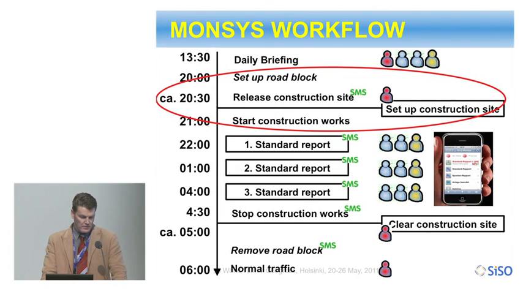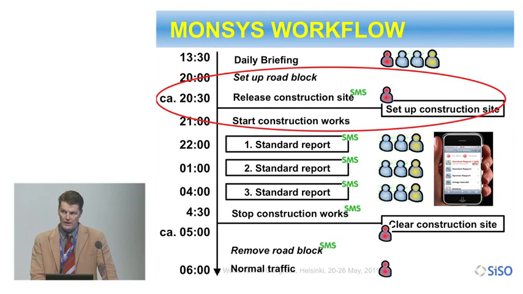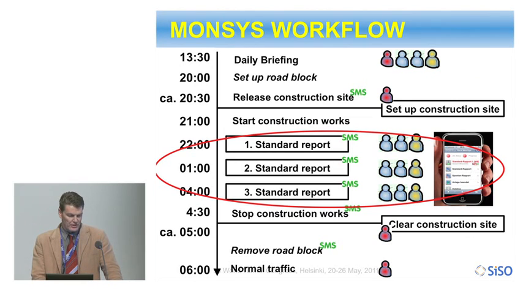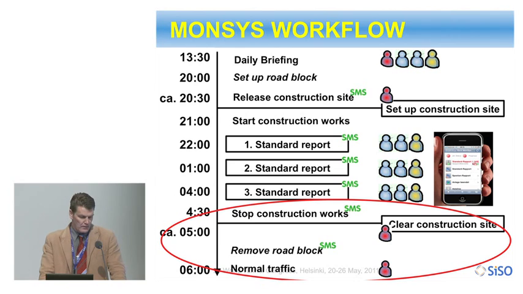in the evening. When the construction is released, Monsus sends SMS messages to the core team for information and also automatically turns the traffic light to green at the entrance of the construction site. Now, during the night, the site supervisors send their reports using iPhone, and delayed reports automatically initiate a reminder SMS. Now, at 4 or 4:30, the works are stopped, the construction sites cleared up, and the roadblocks are removed, and so the normal traffic can flow again at 6 o'clock.